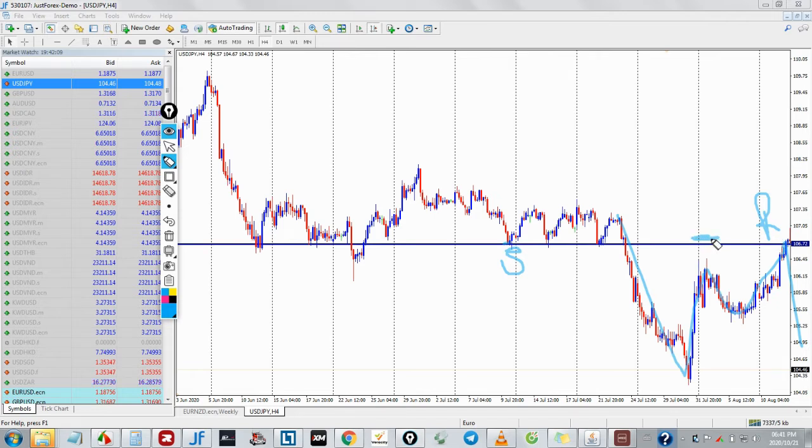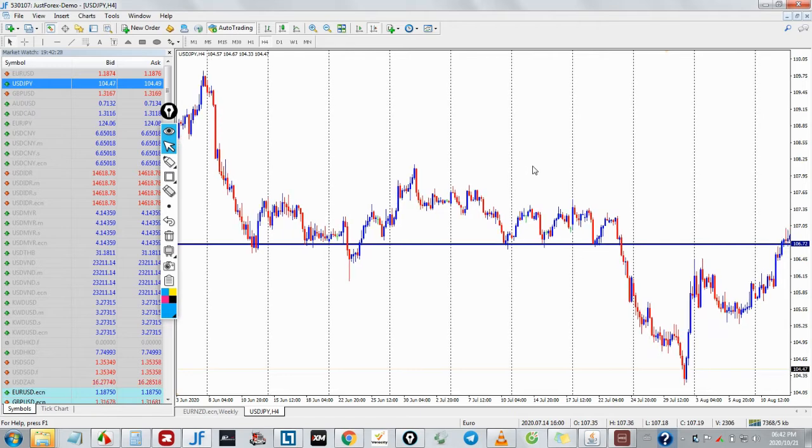Here there are stop losses of the sellers, and some bought here. There are stop losses of the buyers here. I can assure you there are stop losses of the buyers here, and there are stop losses of the sellers here, right through. So now let's move forward and see what happened.